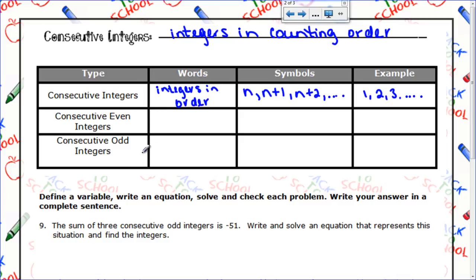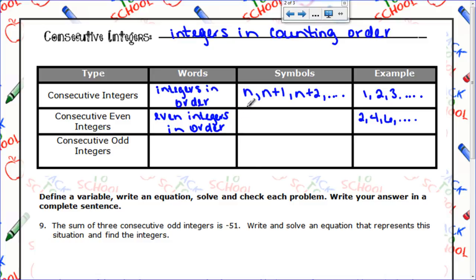Consecutive even and consecutive odd integers are very similar, except that one is even and one is odd. So consecutive even integers are even integers in order. It's like you're counting by 2s when you're doing even integers. So it's like 2, 4, 6, and so on. It's just the even numbers, and so you skip 1.